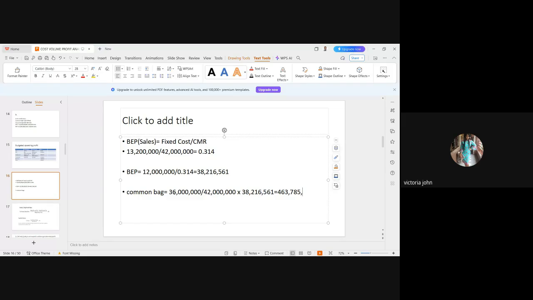163,785. So when you divide this by the price of common bag, wait, this is 32 million 757,052. Okay, so this is 32 million 757,052.